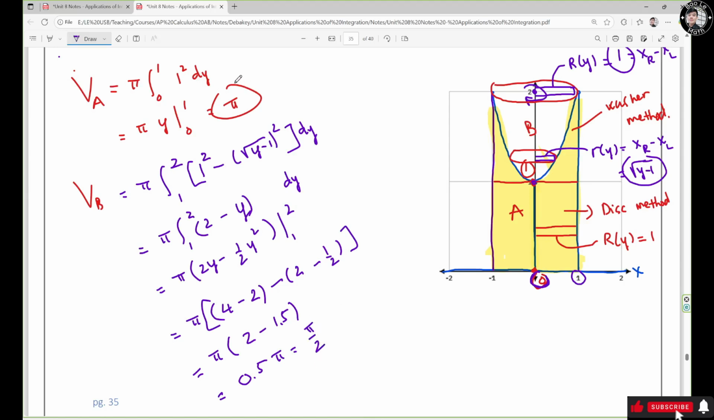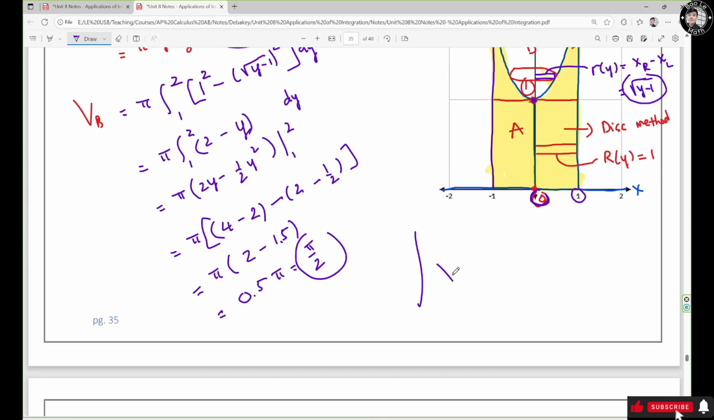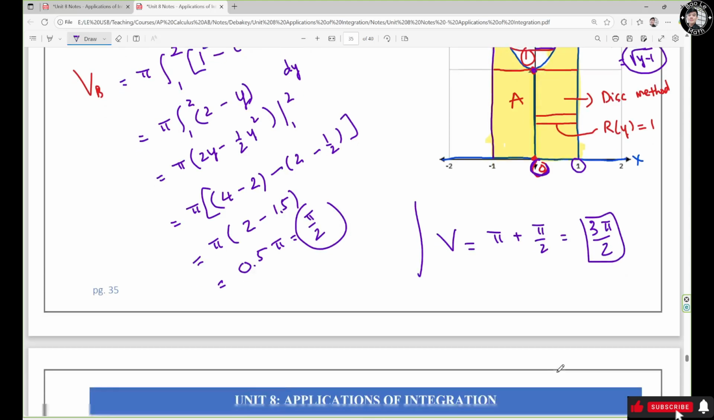Now you need to add this guy right here and this guy right here. So the final volume should be pi plus pi over 2 equals 3 pi over 2. This one is the final answer. And it's your time to solve.